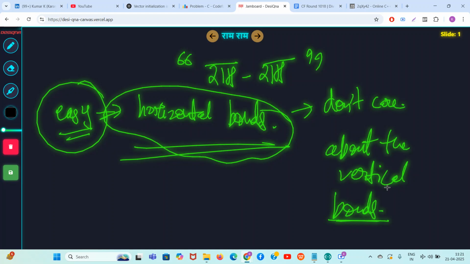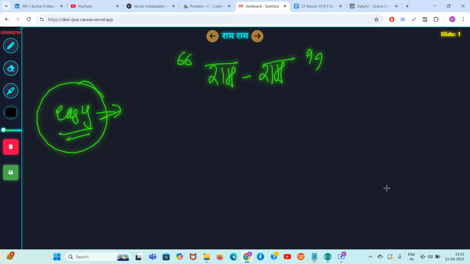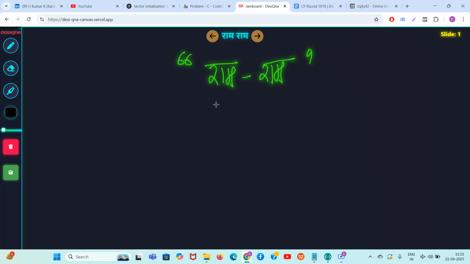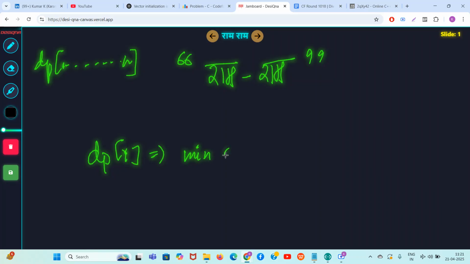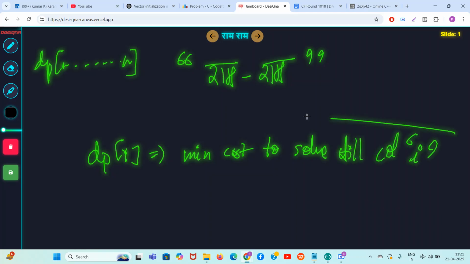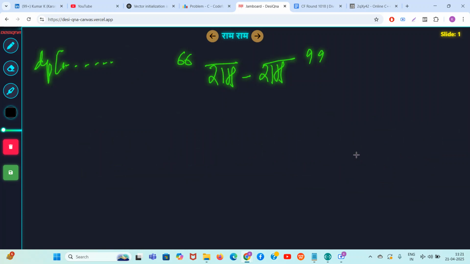Ram Ram. So you don't care about the vertical bonds, you only need to solve the horizontal bonds. So we can use dynamic programming. We will make an array dp of n. dp of i will tell you the minimum cost to solve the matrix till column i. That's it. So let me take a small part of a matrix to explain the answer.